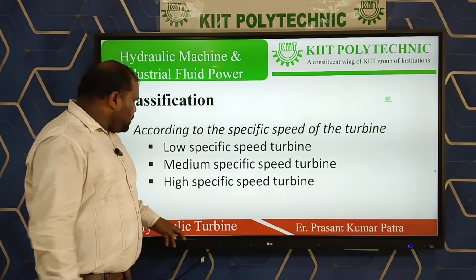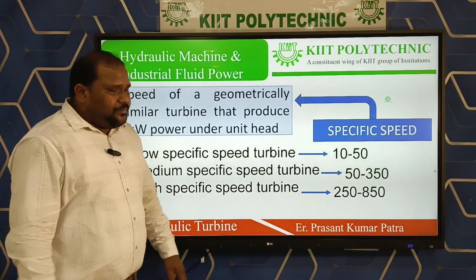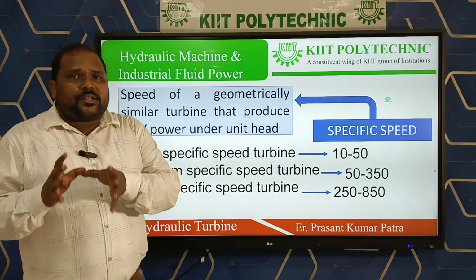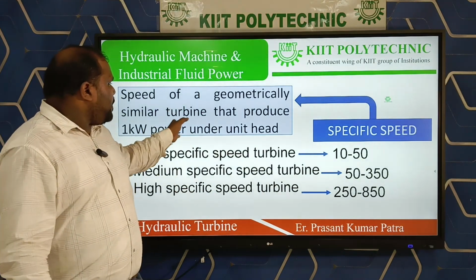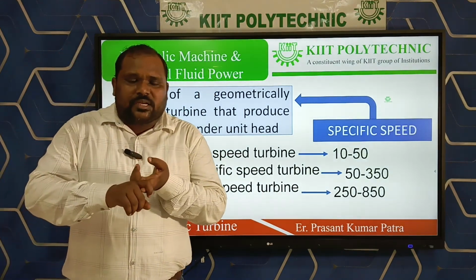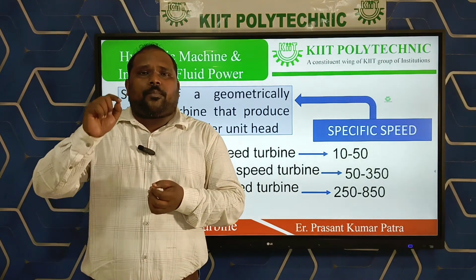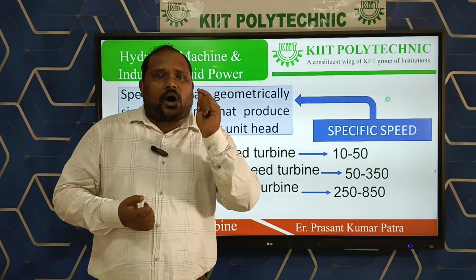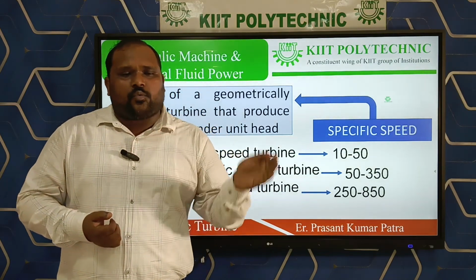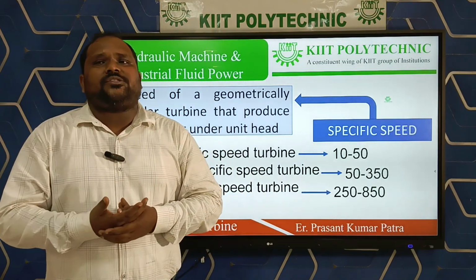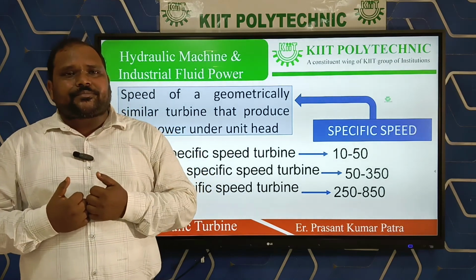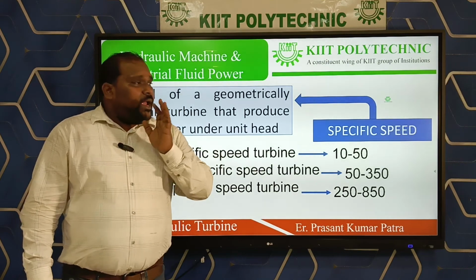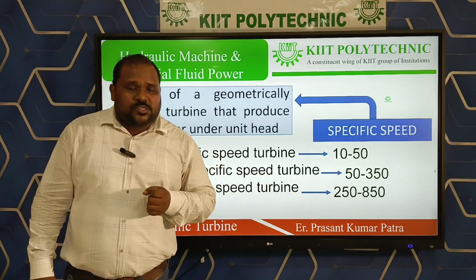And what is that specific speed? This is the speed of a geometrically similar turbine that produces 1 kilowatt of power per unit head. That means if you utilize 1 unit of head of water, how much energy will we obtain from the turbine? We will exactly obtain 1 kilowatt power, and that is known as the specific speed.